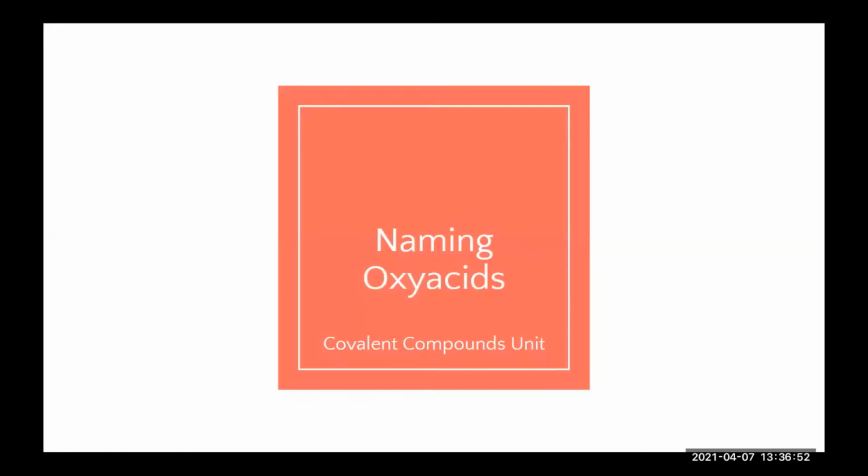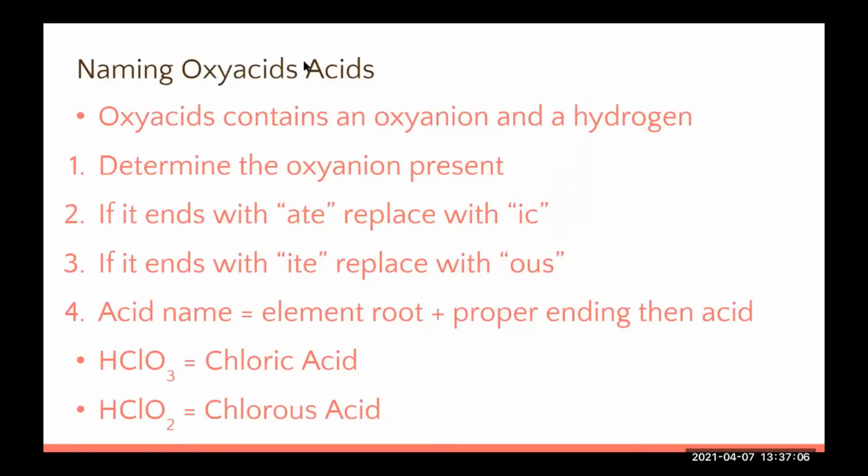Now we're going to talk about naming oxyacids. Oxyacids are still an acid, so they still have to have a hydrogen, but what they include is right in the name: oxy, as in oxygen. So oxyacids contain an oxyanion and a hydrogen. Oxyanions are primarily your polyatomics. The only polyatomics that we really covered that are not oxyanions are ammonium and cyanide. Ammonium really doesn't make an acid, and cyanide makes hydrocyanic acid because it's a binary acid.